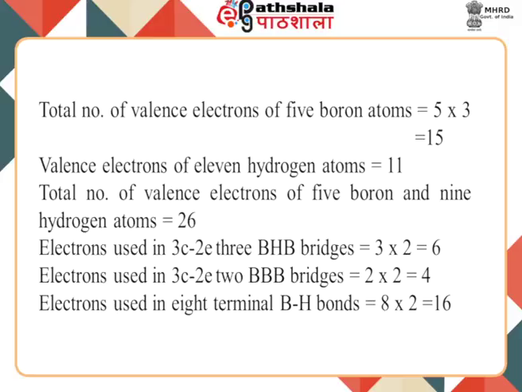The valence electrons of 11 hydrogen atoms is 11, and the total number of valence electrons of 5 boron and 11 hydrogen atoms is 26. Electrons used up in the 3 center 2 electron 3 BHB bridges is 6. Electrons used up in the 3 center 2 electron 2 BBB bridges is 4, and electrons used in the 8 terminal BH bonds is 16.